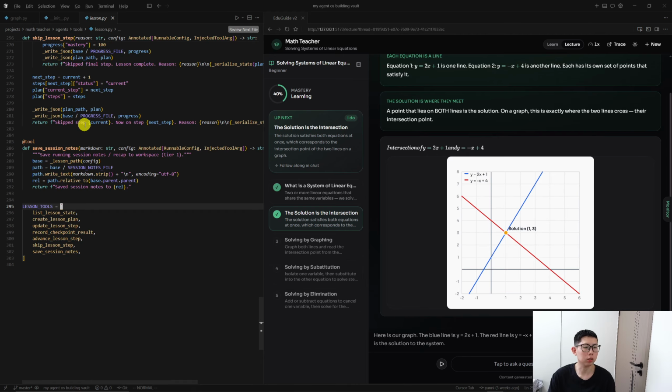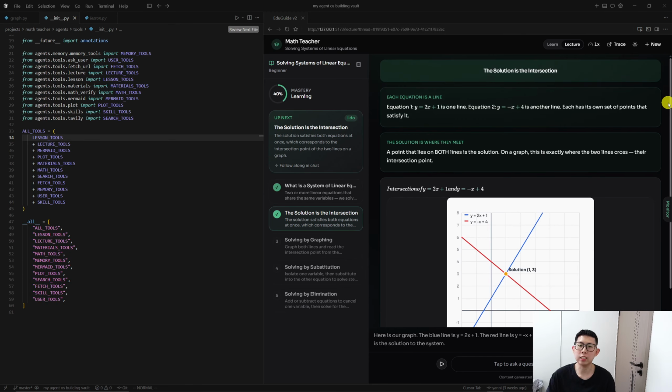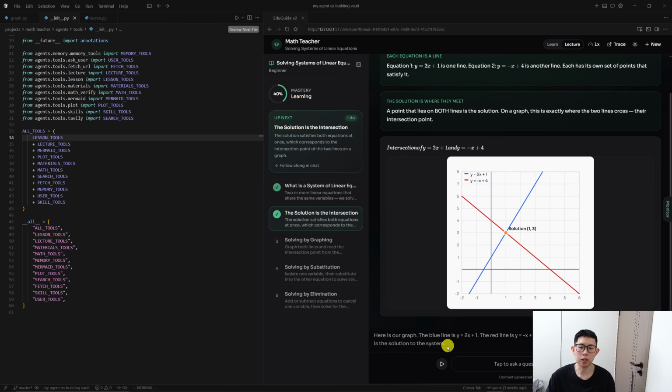It's all the functions. And you have lecture tools here. This tool is fun to build. It just walks you through the slides with the voice, and here's the subtitle of it. And you can continue to play the lessons, and stop or pause the lessons. And you have the mermaid tools, plot tools, and material tools.